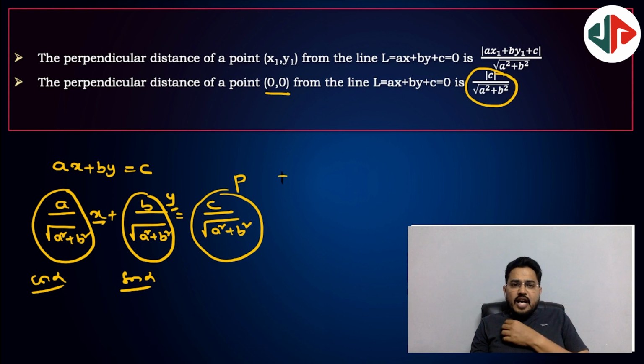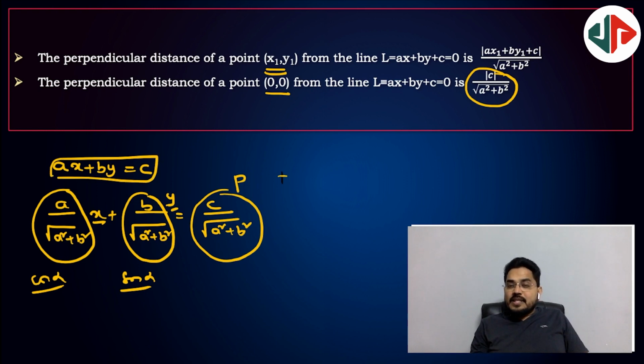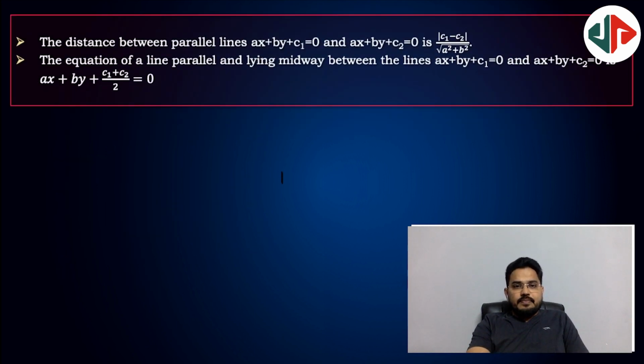Similarly, if you shift the origin to (x1, y1), the line AX plus BY is equal to C converts into AX plus BY is equal to AX1 plus BY1 plus C, and from there you will get the formula. These are the perpendicular distance from (x1, y1) and the perpendicular distance from (0, 0) to a particular line. These two are very crucial formulas, particularly in competitive exams.